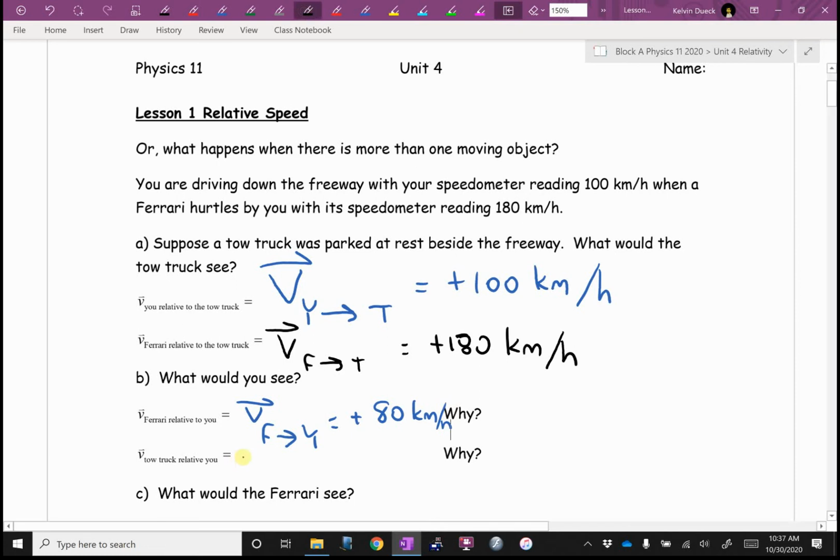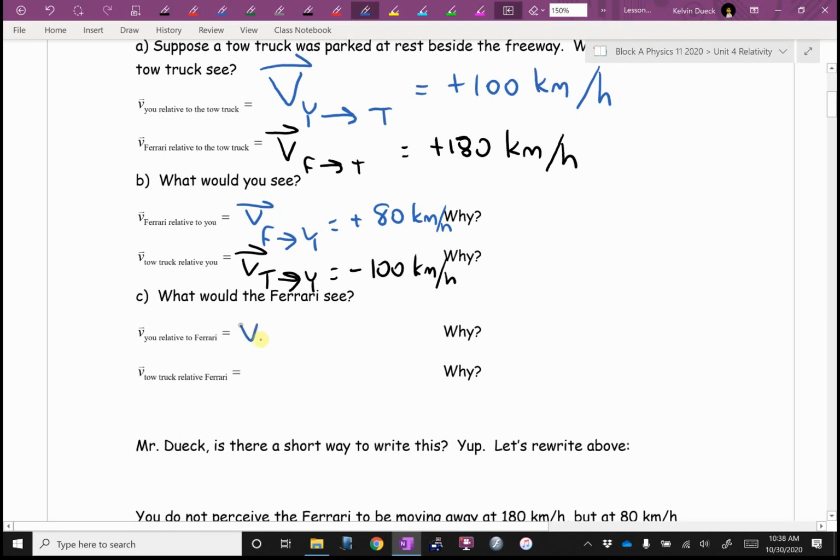So the velocity of the tow truck relative to you, I'm going to argue you see it traveling backwards at 100 kilometers per hour if you imagine that you're standing still and the ground is spinning underneath your tires. Annika, you okay with that argument? Okay. What would the Ferrari see? Well, the velocity of you relative to the Ferrari, not 80. Yeah, it sees negative 80 because it sees your rear lights, tail lights coming towards it as though you were backing up, and then when it passes you, it sees your headlights receding in the distance. If it thinks that it's at rest, it sees you traveling at negative 80, and it sees the tow truck traveling at negative 180.